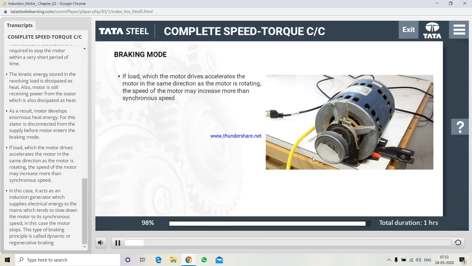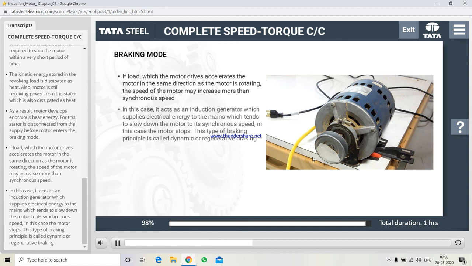If the load which the motor drives accelerates the motor in the same direction as the motor is rotating, the speed of the motor may increase more than synchronous speed. In this case, it acts as an induction generator which supplies electrical energy to the mains, which tends to slow down the motor to its synchronous speed. In this case, the motor stops. This type of braking principle is called dynamic or regenerative braking.